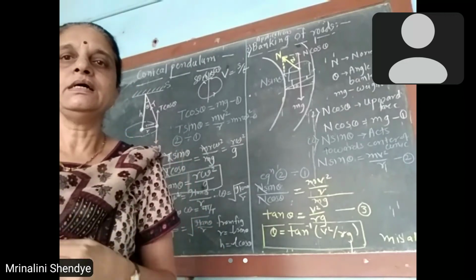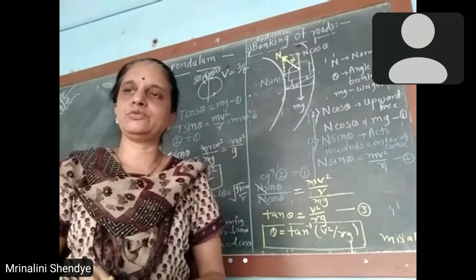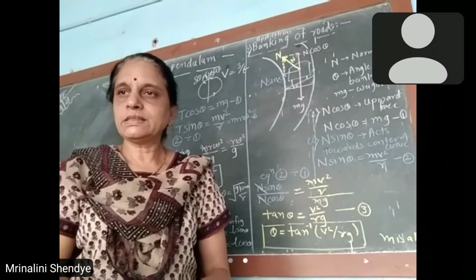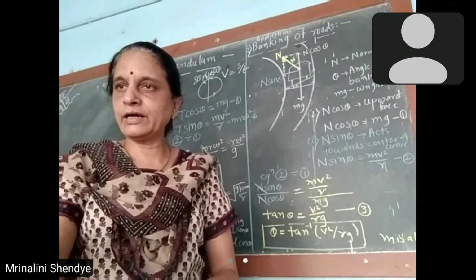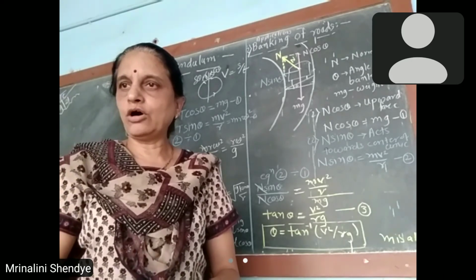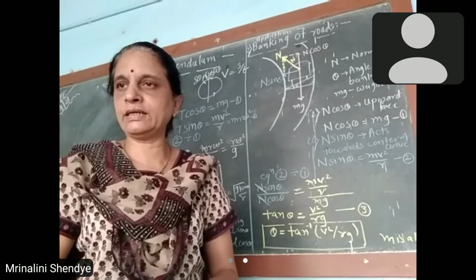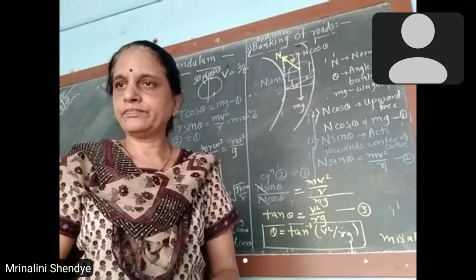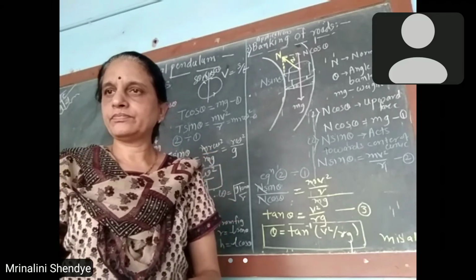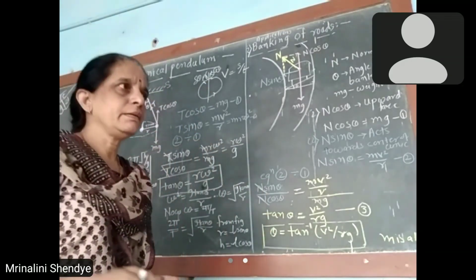Whenever any one object is moving along a circle, someone has their video on. Turn off the video. Who is this boy? 12th A, off your video. Those who have their video on, off your video. Who is it? Look, see who it is.